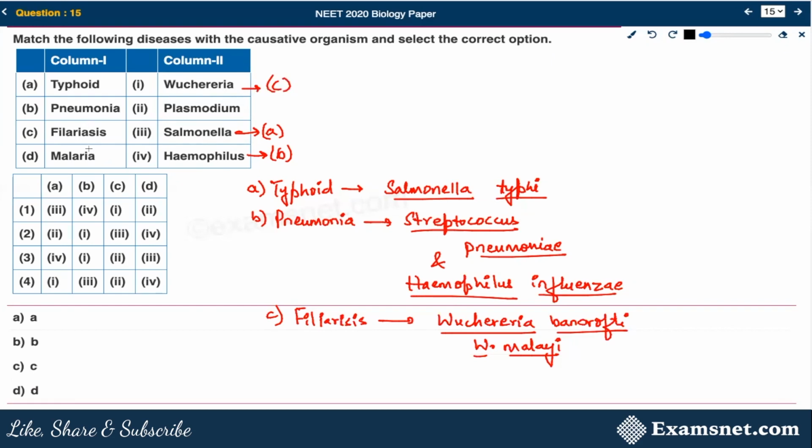Clear? And then the last comes out to be malaria, which is very well known, is caused by Plasmodium. And that is Plasmodium falciparum. So this is caused by Plasmodium falciparum, which is most common. However, there are other species also, but this is most common.